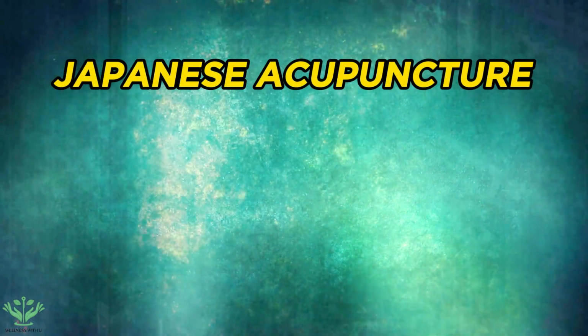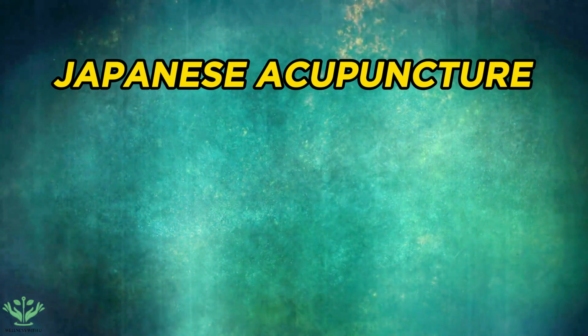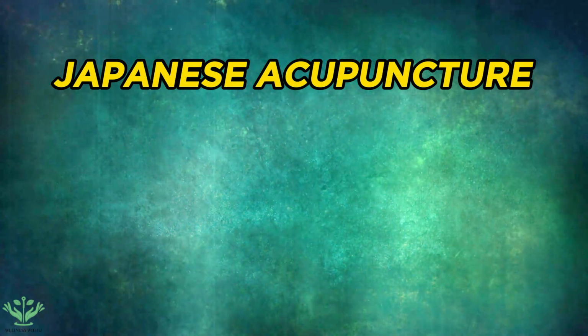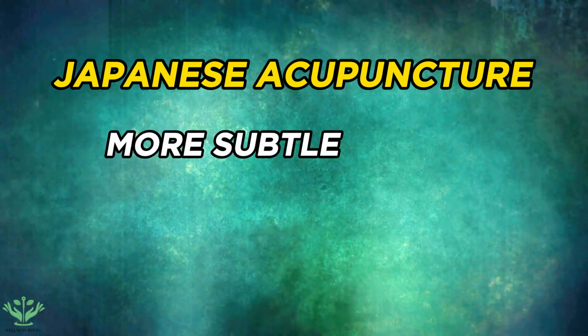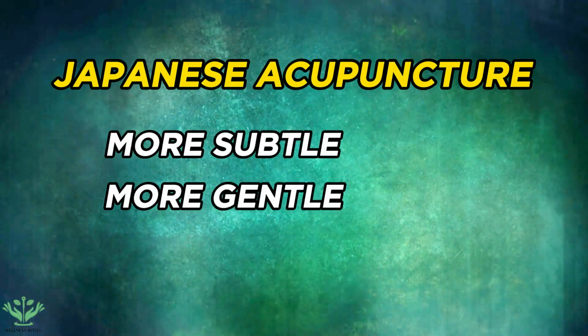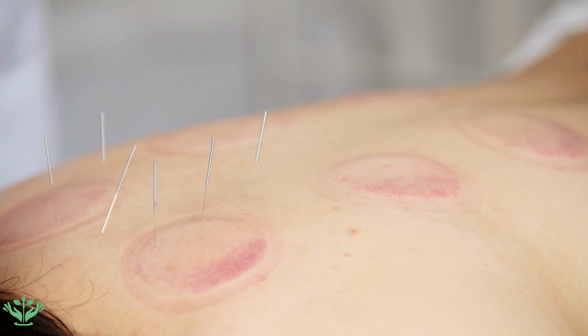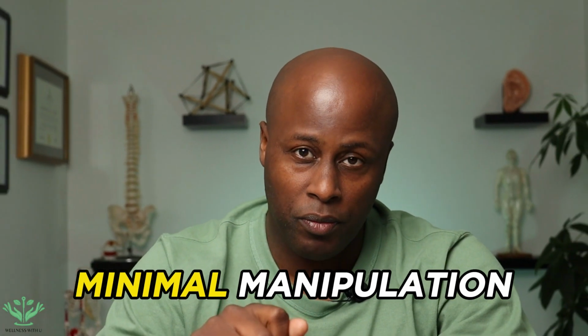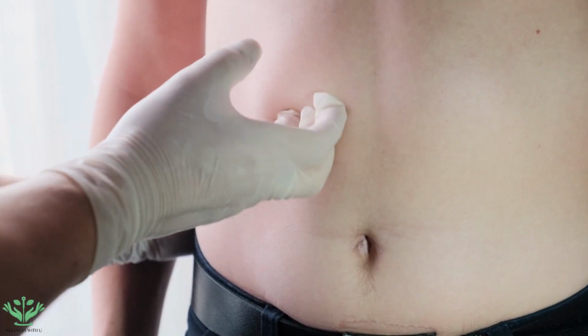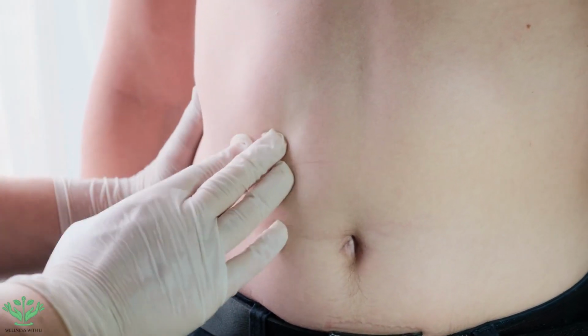Next up, we have Japanese acupuncture. This approach places emphasis on a more subtle and gentle technique with shallower needle insertion and very minimal manipulation. Japanese acupuncture places a great deal of importance on touch and palpation to treat the body's imbalances.